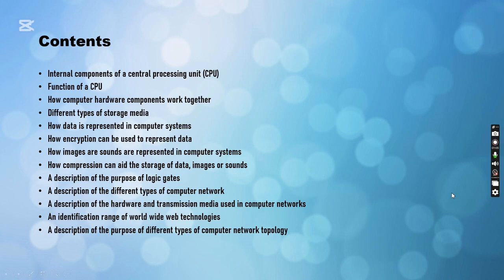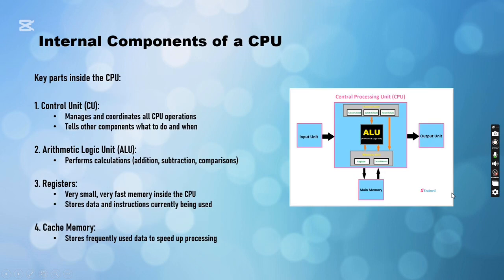So let's start. Internal components of a CPU. Key parts inside the CPU. Control unit manages and coordinates all CPU operations, tells other components what to do and when. Arithmetic logic unit (ALU) performs calculations, addition, subtraction, comparisons.